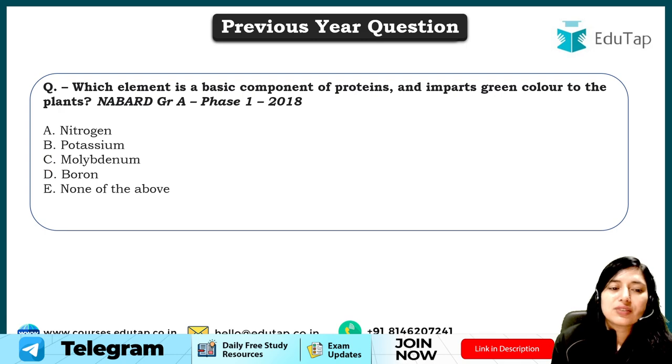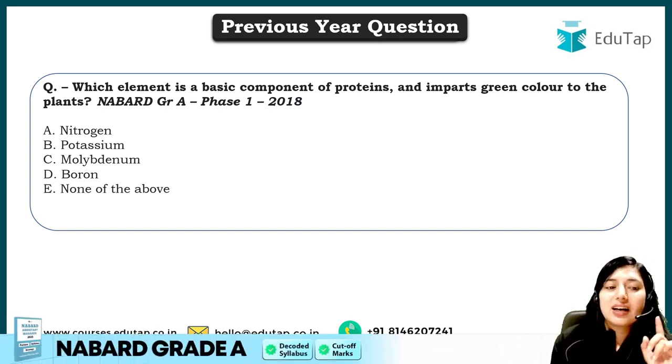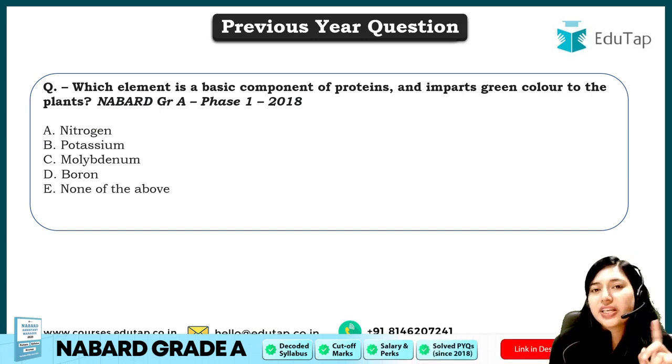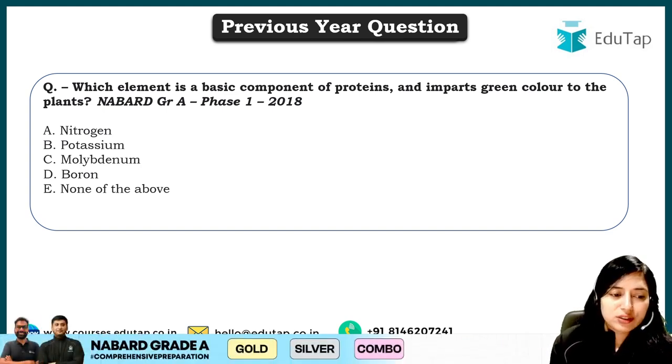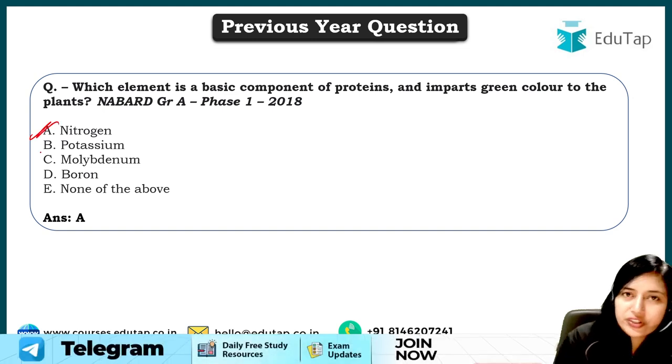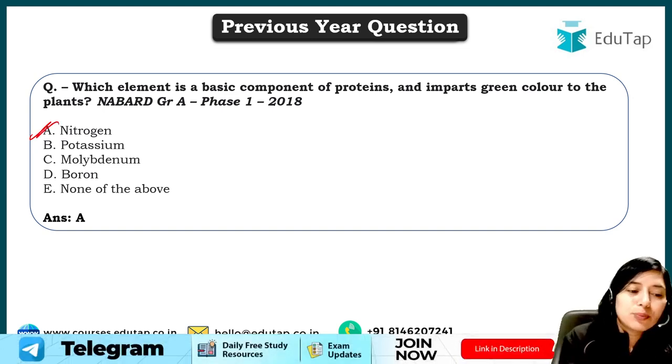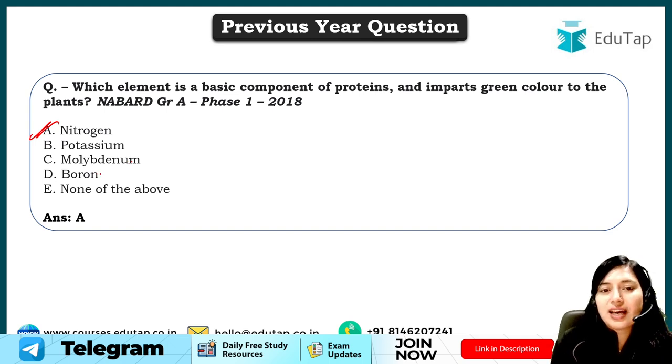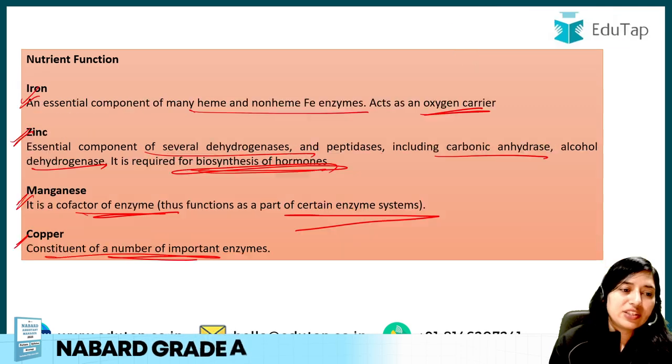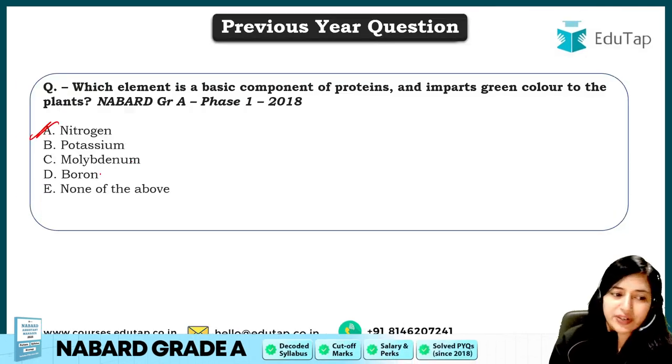Chalo. Next question is, which element is a basic component of protein and imparts green color to the plant? I have discussed about this. Which nutrient is involved in imparting green color to the plant? And also it is a part of protein. So options are nitrogen, potassium, molybdenum, boron. Answer will be option A, nitrogen, right? So I hope it's clear. Potassium was involved in disease resistance, molybdenum was involved in nitrogen fixation, and boron was involved in pollen germination as well as your sugar translocation, right?